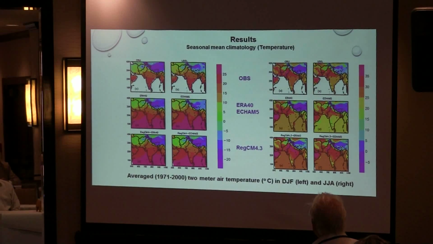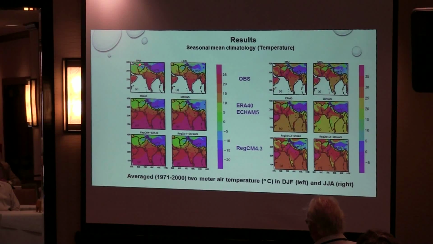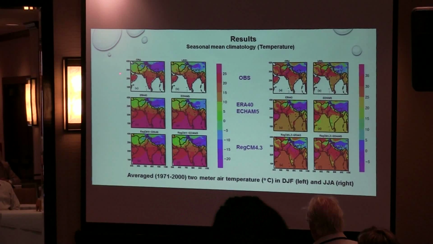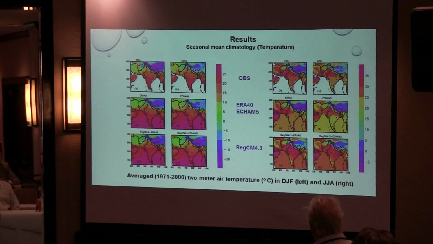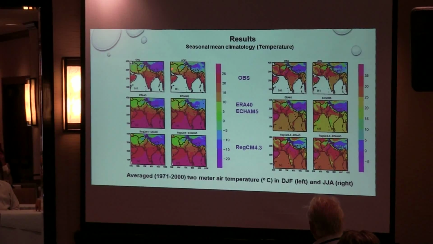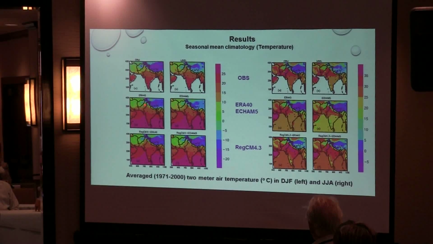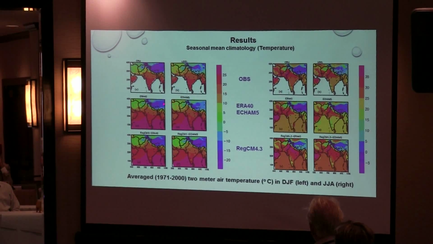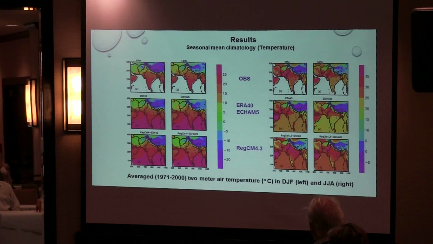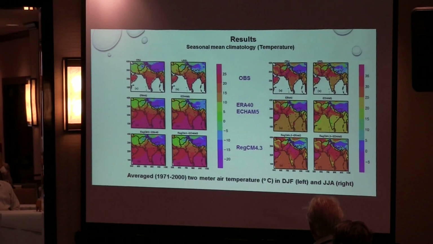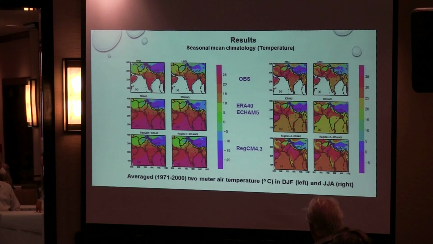Here are some results. In the case of results, we use two kinds of observational data sets. One is the CRU, Climate Research Unit, University of East Anglia, UK, and second is the UDEL, University of Delaware observation data set. These two are the observational data sets, while ERA40 and ECHAM5 are the two driving fields, and these are the two experiments called ECHAM4 ERA40 and ECHAM4 ECHAM5. The left panel shows the winter season, and the right panel shows the summer season.